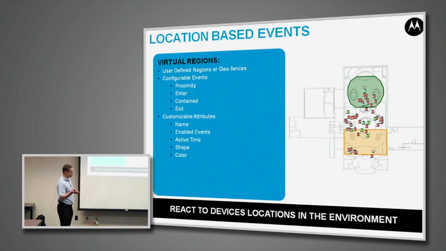The regions have customizable attributes: the name, of course, and what events are enabled on it, so you can enable events based on the regions themselves. And then active time for the region, so when the region's active. You could say that when the store is closed, I don't want it to be active, because I don't want my after-hours staff in there tripping the events as they move around the environment. So you could have it disable automatically. And then of course shape and color, so they're drawn on the floor plan.